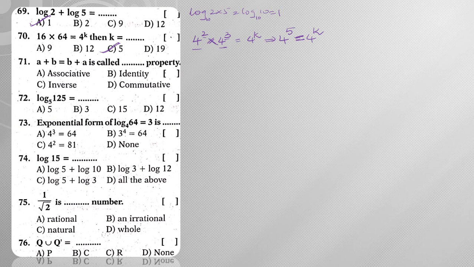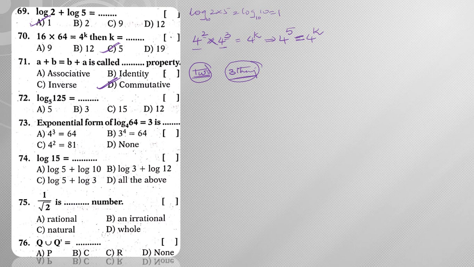Next, a plus b is equal to b plus a. This is nothing but what we call the commutative law. For commutative law, we are going to have two things, right? For associative law, we should have three things, right? So simply remember this: for commutative, we should have two things. For associative, we should have three things, right?